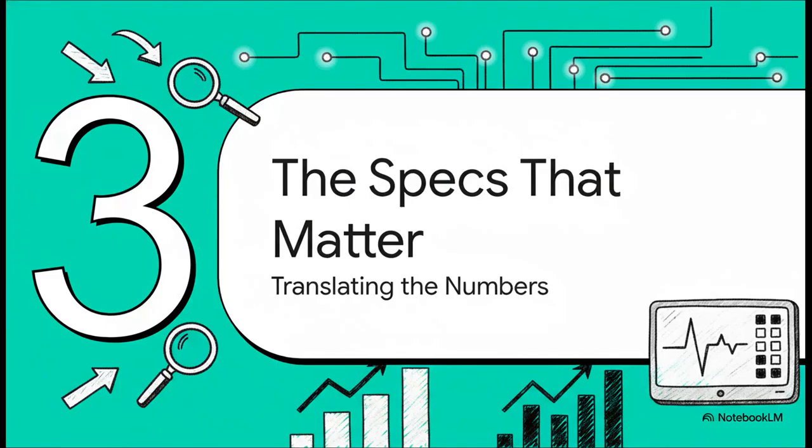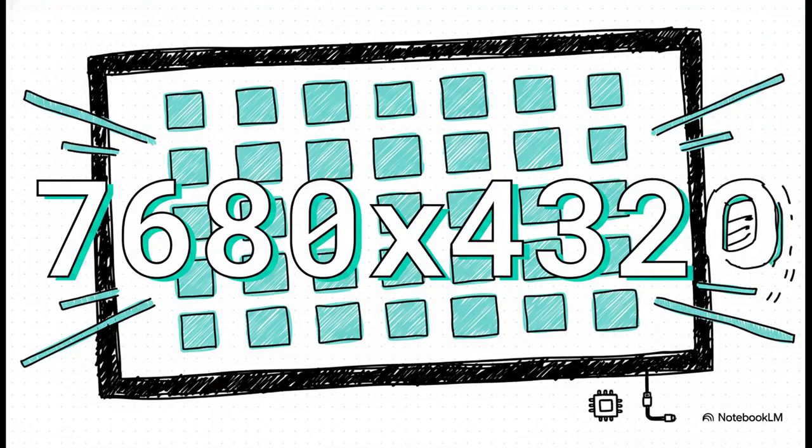Okay, let's move past the marketing stuff and get into the real nitty-gritty, the technical details section. This is where all the big, intimidating numbers live. But don't worry, we are not going to get lost in the weeds here. We're just going to focus on the numbers that have a direct impact on the performance you actually see and feel on your screen. Just look at that number, 7680 by 4320.